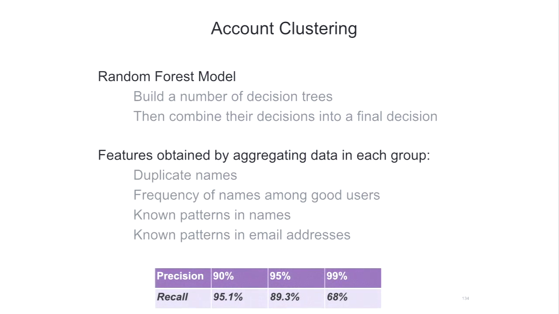So we built a model to cluster groups of accounts together. We used a random forest model, which builds a number of decision trees that are then combined into a final decision. The features are obtained by aggregating data within each group: known patterns in names and emails, frequencies of names among good users, duplicates, and other simpler things like that. At the bottom, we have a couple of precision-recall points for the model.